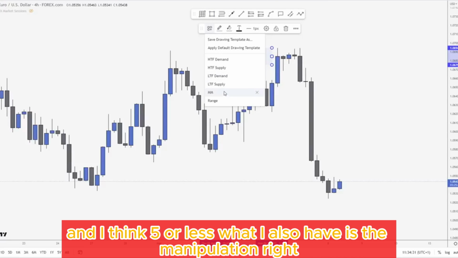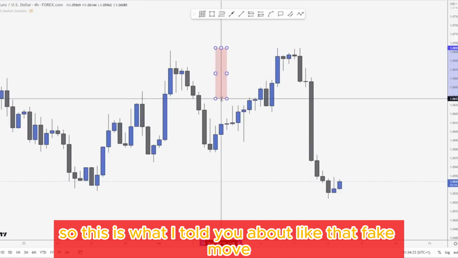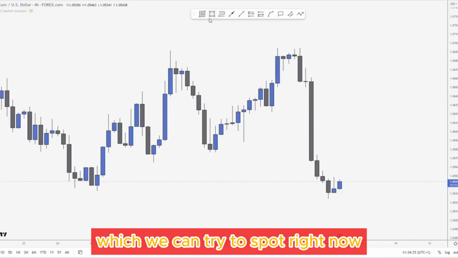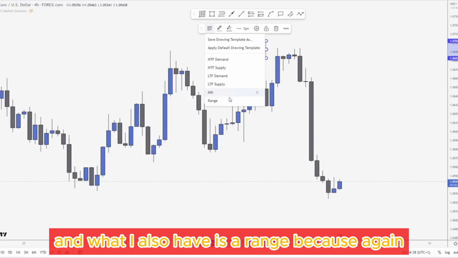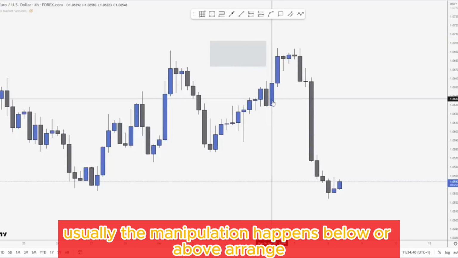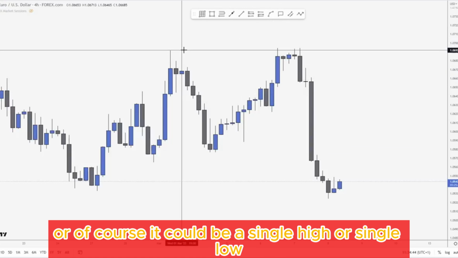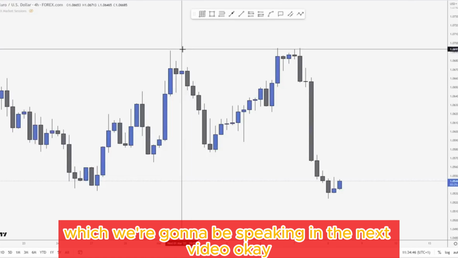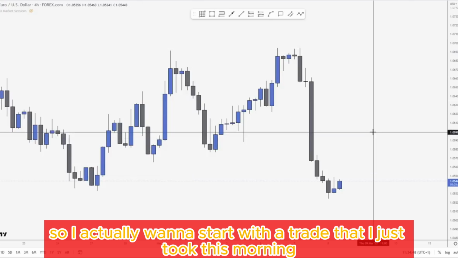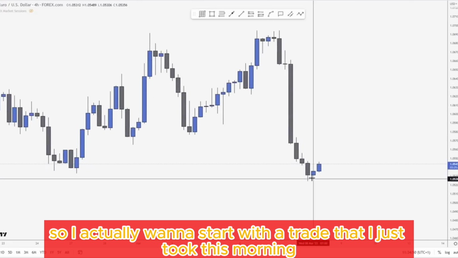What I also have is the manipulation. This is what I told you about, that fake move, which we can try to spot right now. And what I also have is a range, because usually the manipulation happens below or above a range. Or of course, it could be a single high or a single low, which we're going to be speaking about in the next video.